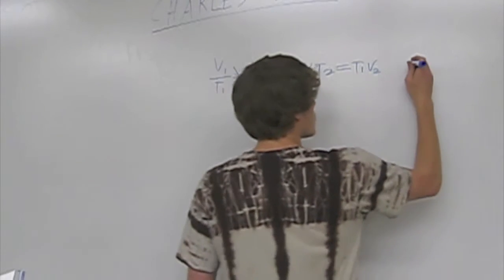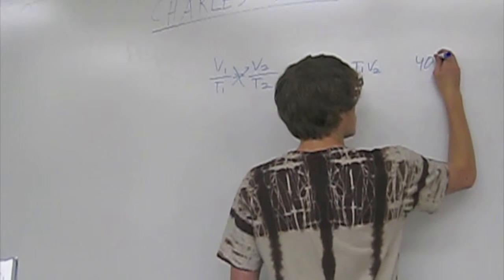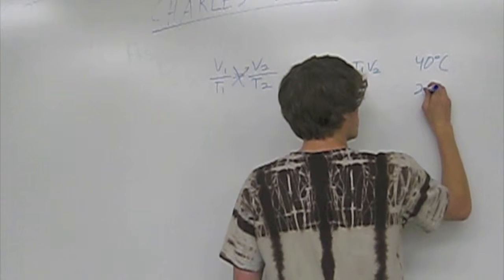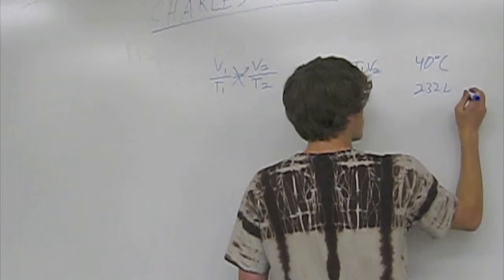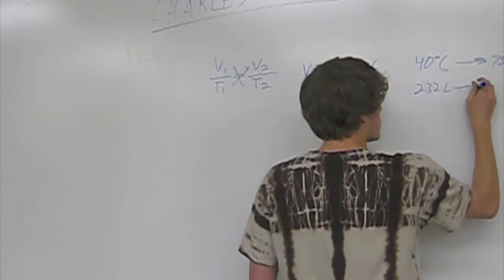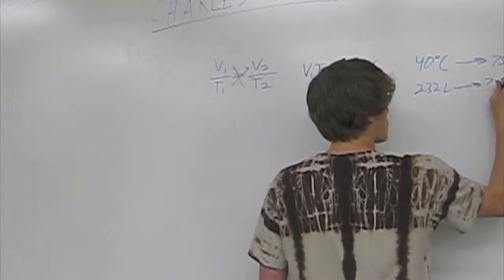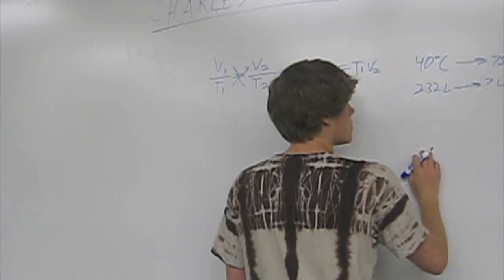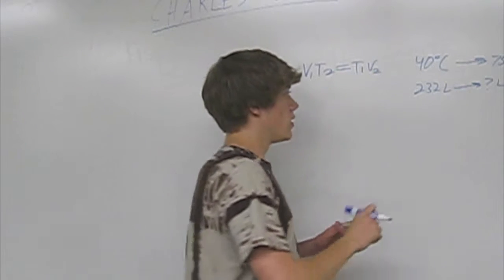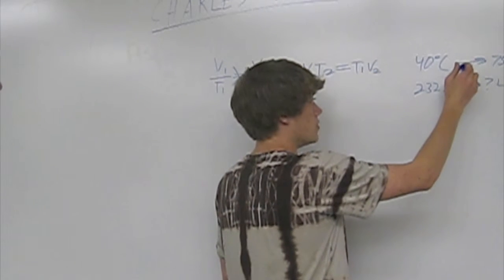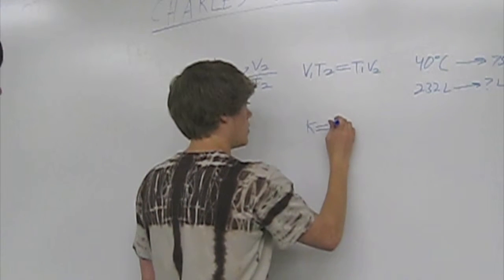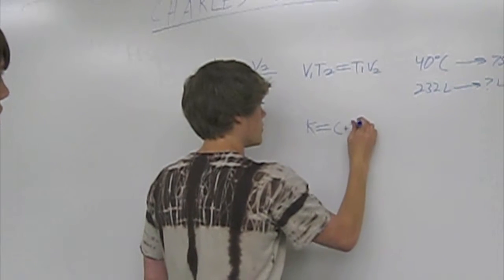A gas sample at 40 degrees Celsius occupies a volume of 2.32 liters. If the temperature is raised to 75 degrees Celsius, what will the volume be, assuming the pressure remains at STP, which we haven't worried about yet. So we always assume it's at STP. So we have to convert Celsius to Kelvin, and so Kelvin always equals Celsius plus 273.